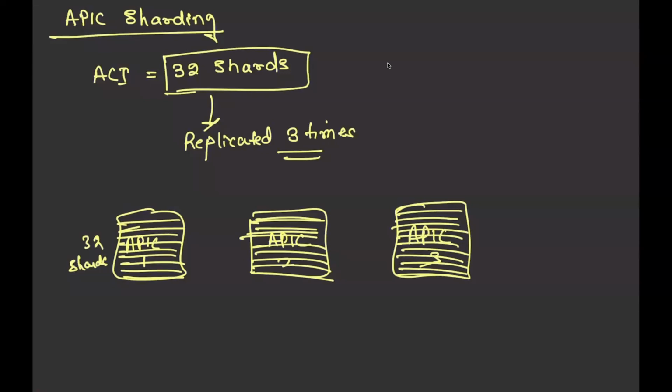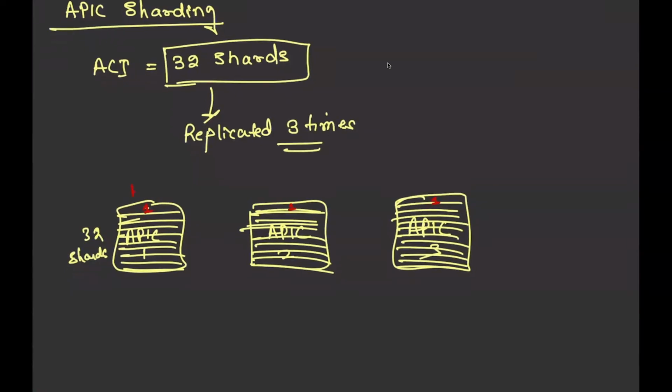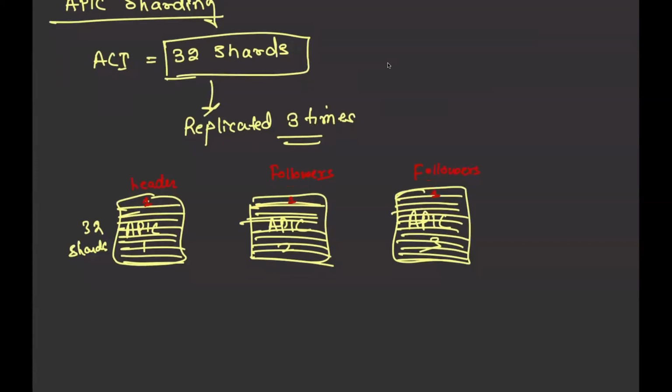Now for each shard, let's assume this is my shard number 1 in all of my 3 APICs. For each shard, there is going to be a leader and followers. There are a total of 2 followers and 1 leader. For shard 1, for example, your APIC 1 is going to be the leader. For shard 2, maybe your APIC 2 is going to be the leader and the others are followers.